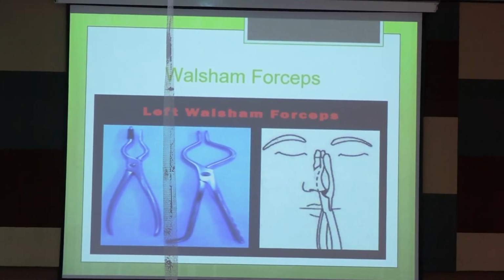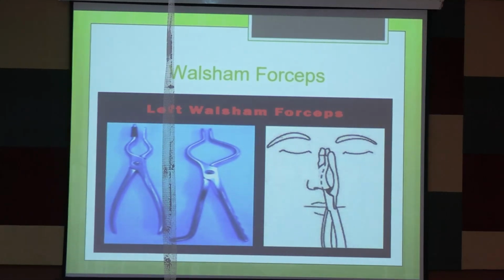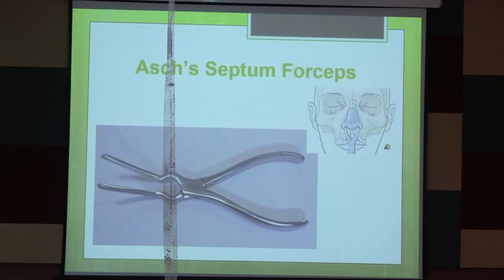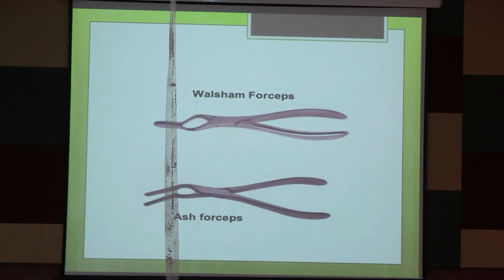Okay. So insert it inside the nose, one end on each side, to reduce the nasal bone fracture. Got it? This is Asch. The arms are a little bit longer and mild angulation is there. And here it is mostly straight. And it's smaller. The blades are smaller. So this is Walsham. Walsham and Asch, right?